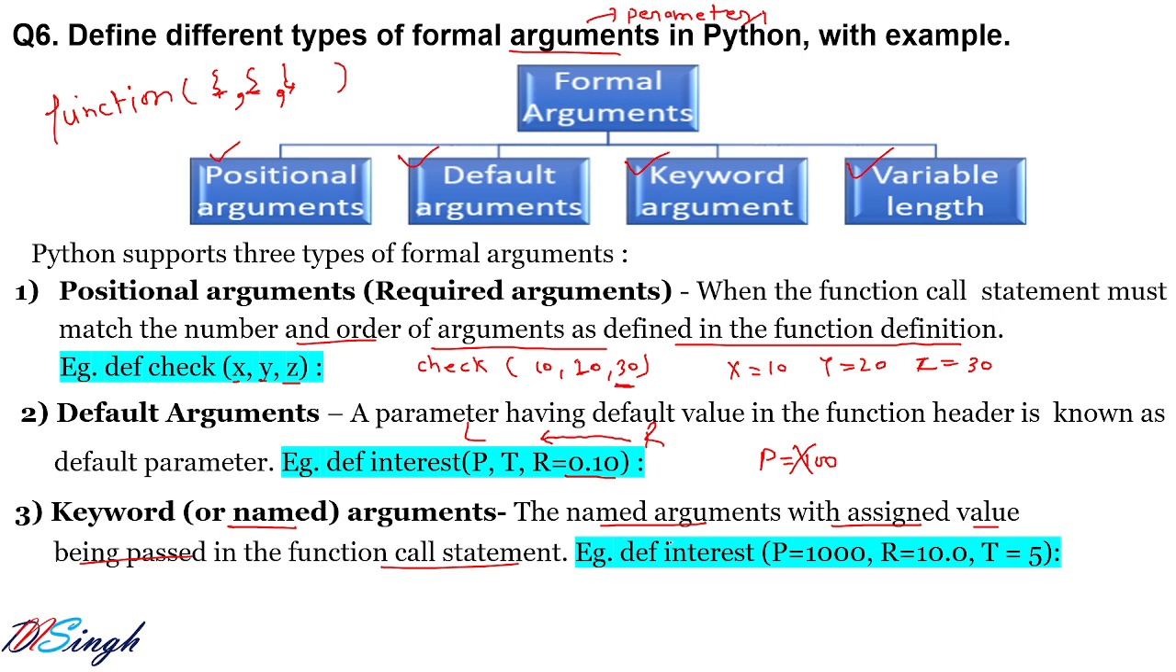So while calling the function, what we will do? We will just use the same variable names which are in the formal parameters. So if we are calling this interest function at the time of call, then how we will call it? Like interest, and we will utilize the same parameters: p equal to 1000 comma r equal to 10.0 and t equal to 5.